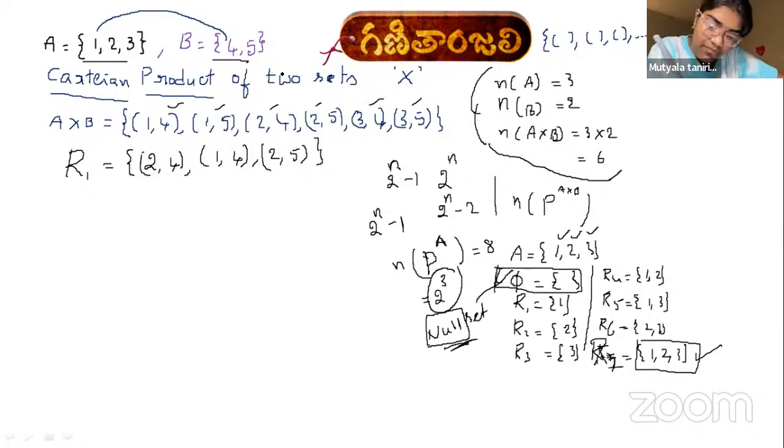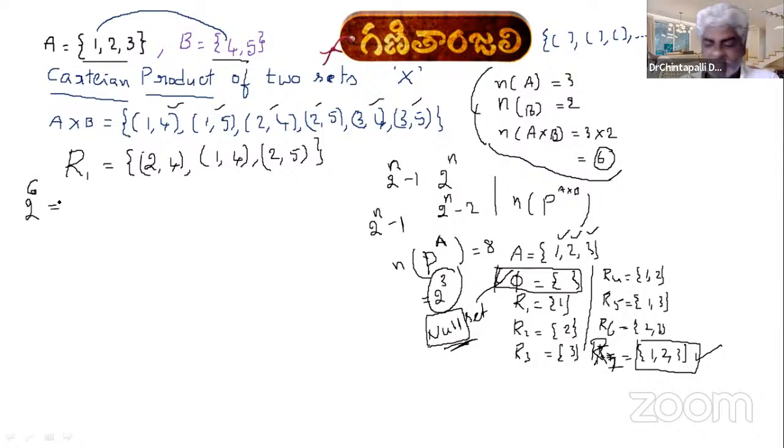Now, please tell how many elements A cross B contains. Sorry, the number of subsets that A cross B has. A cross B has 6 elements. How many total subsets are there for A cross B? No, total number of subsets. 2 to the power 6. Very good. If we want only proper subsets, it is 2 power 6 minus 2.